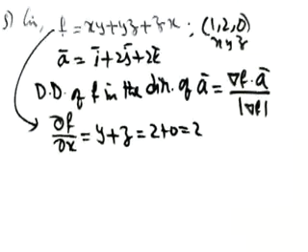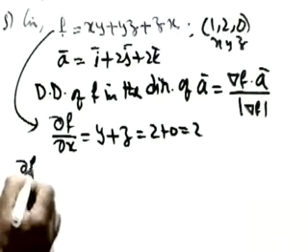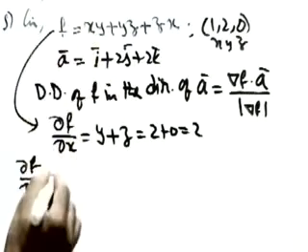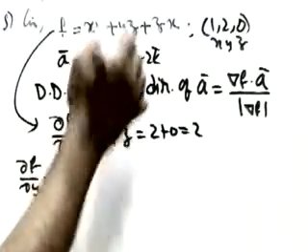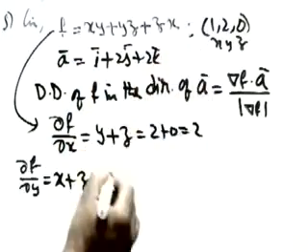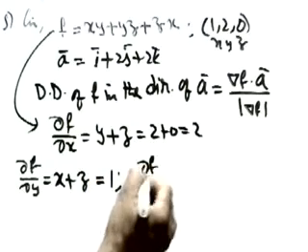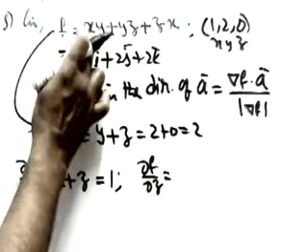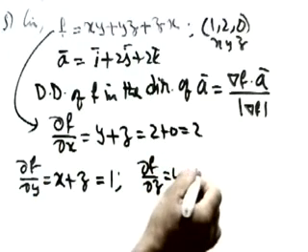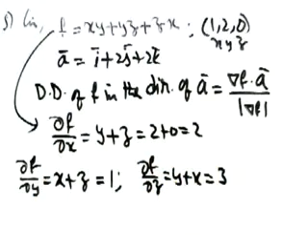Now next one is dou f by dou y, with respect to y. Y differentiation is 1, 1 into x is x, y is 1, 1 into z is z, constant is 0, so x plus z, 1 plus 0 is 1. Now dou f by dou z, with respect to z, we don't have z here so 0, 1 z, 1 into y is y plus x, so 1 plus 2 is 3.